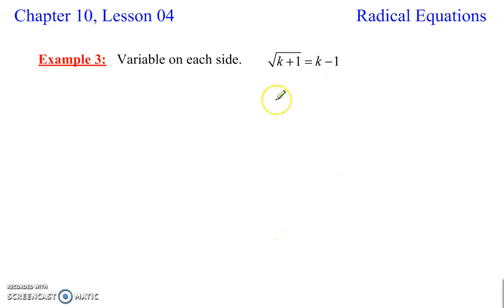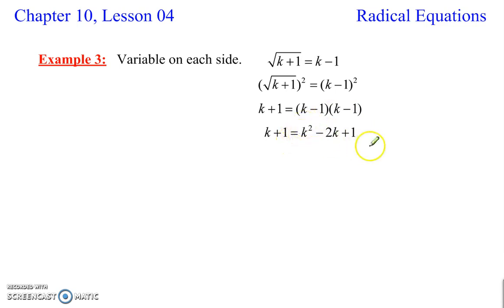Finally, if we have a variable on each side, again, we want to isolate the radical. So we want to get rid of this first, square it. Now notice I'm squaring both sides. So here we're going to have to do k minus 1 times k minus 1. Over here we just get rid of the radical. There, multiply. You can FOIL that or you can put it in the box method. You'll end up with k squared minus 2k plus 1.